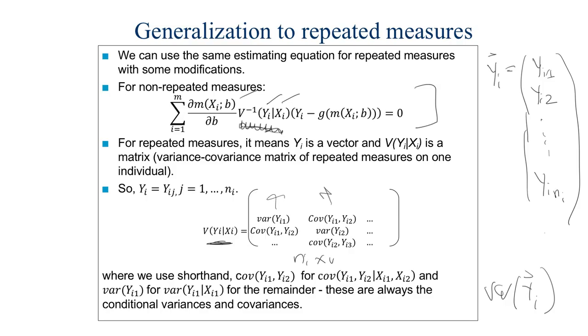So this is ni by ni, the number of observations on a person times the number of observations on a person. It's symmetric, so if I flip it over the diagonal, it's the same numbers. And along the diagonal there are the variances, right? I have the variance of the first observation, the variance of the second observation. And then on the off diagonals, I have the covariances between them, because now I'm assuming they're not independent anymore. So now the variance covariance matrix is defined by both variances and covariances.